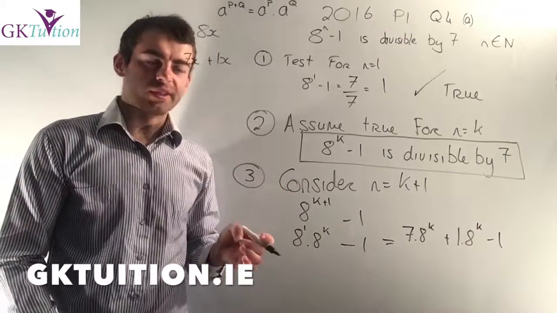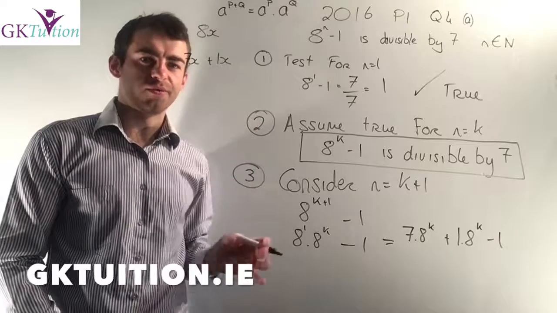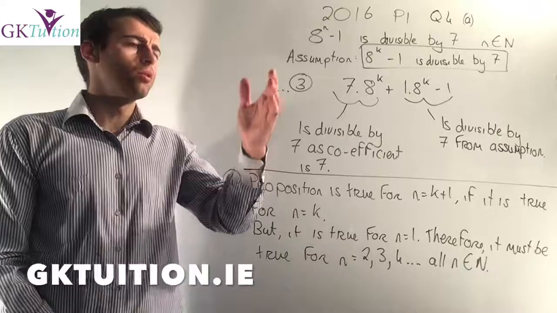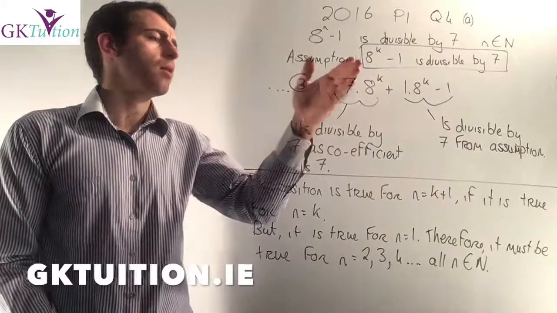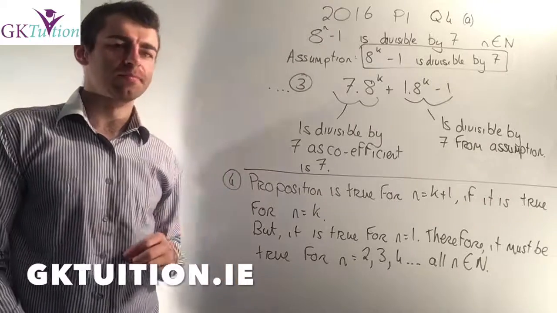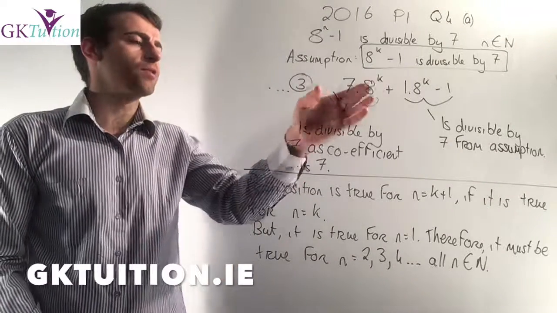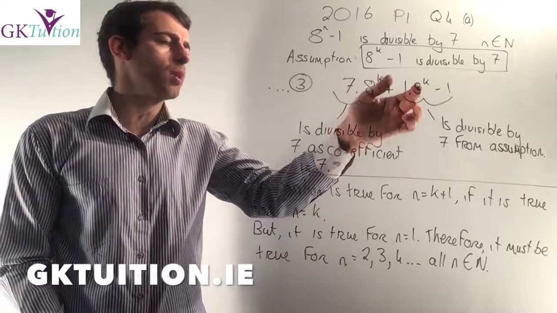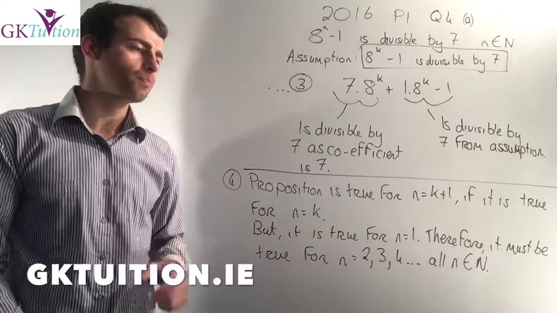Now I'm going to finish the rest of this question at the top of the board, so if you want to freeze frame this one and just take it down. Okay, so you'll notice that I've taken down my assumption again. My assumption was that a to the power of k minus 1 is divisible by 7. And where we left off in the last frame was I had 7 times a to the power of k plus 1 times a to the power of k minus 1.